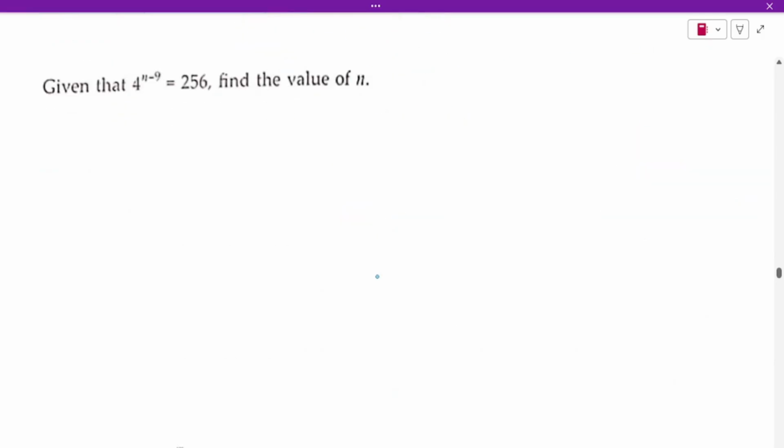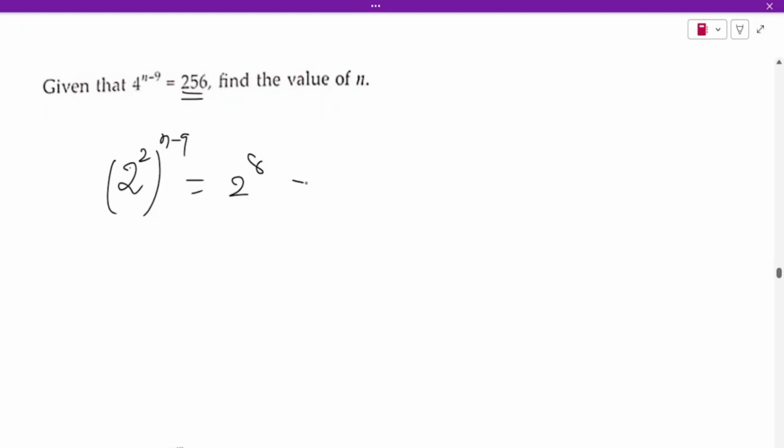Now, based on the same concept discussion, we need to find the value of n. We have given 4 to the power of n minus 9 is equal to 256. So 4 is nothing but 2 power 2, whole power of n minus 9, and 256 is 2 power 8. By using prime factorization, we can find this as 2 to the power 8.